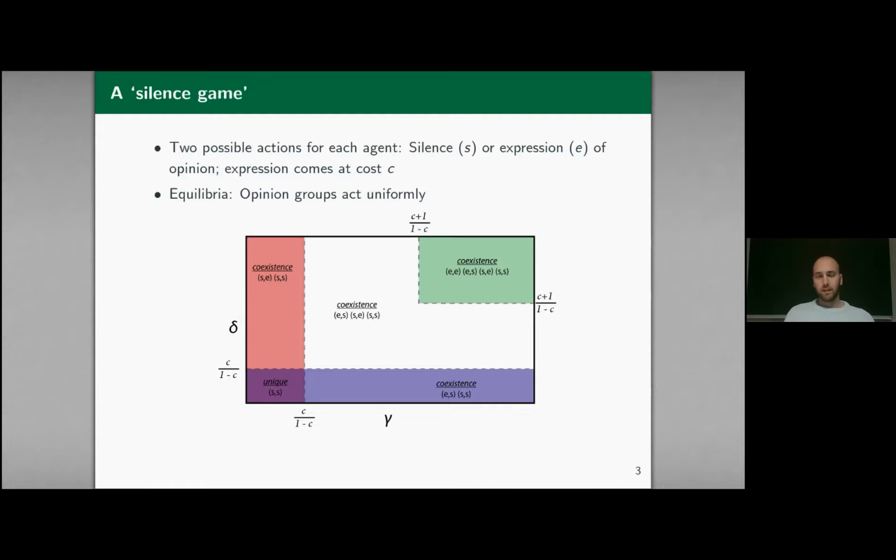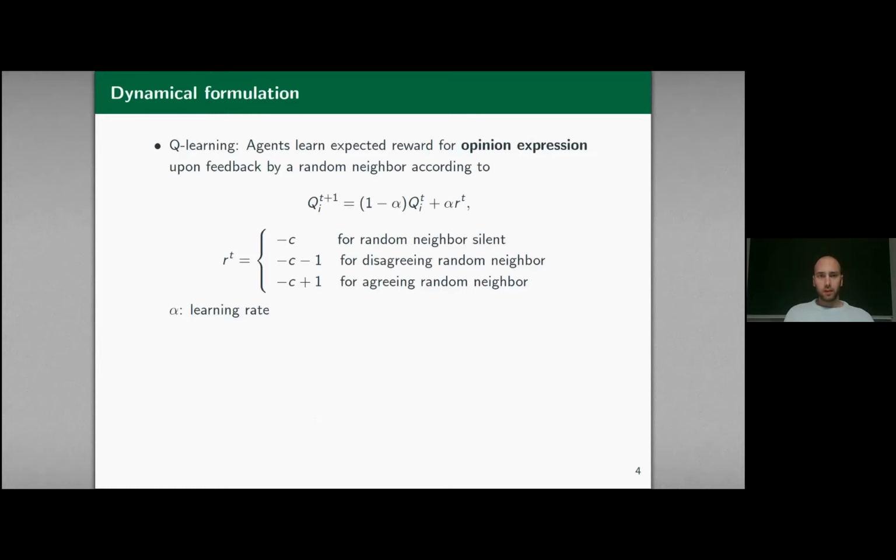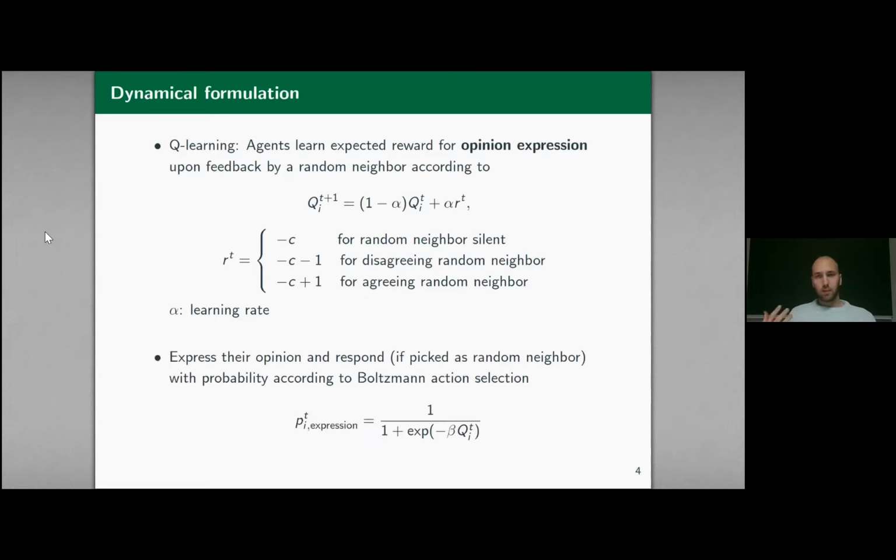The problem is that this doesn't tell us anything about equilibrium selection, about issues of bounded rationality, and so on. So what we also did was we made a dynamical formulation of this with the help of the reinforcement learning algorithm of Q-learning, where agents learn the expected reward for opinion expression upon feedback by a random neighbor. According to this equation here, the rewards are given by these 3 options for opinion expression, and alpha is the learning rate. And what is important there is also that we chose the Boltzmann action selection mechanism on the decision of whether an agent expresses itself or not.